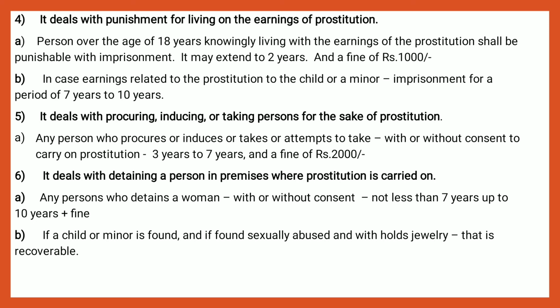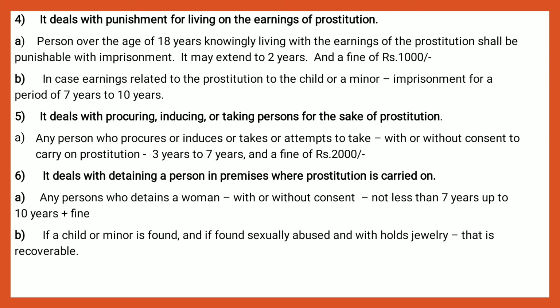Punishment for living on the earnings of prostitution. It speaks of a person over the age of 18 years knowingly living on the earnings of prostitution. He shall be punished with imprisonment which may extend to 2 years and a fine of rupees 1000. Next, for living on the earnings of the prostitution of a child or minor, imprisonment for a period of 7 years up to 10 years and a fine of rupees 2000.